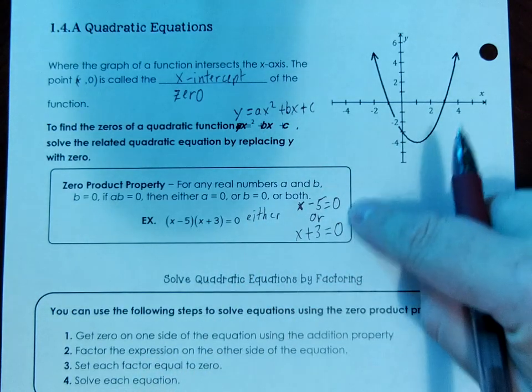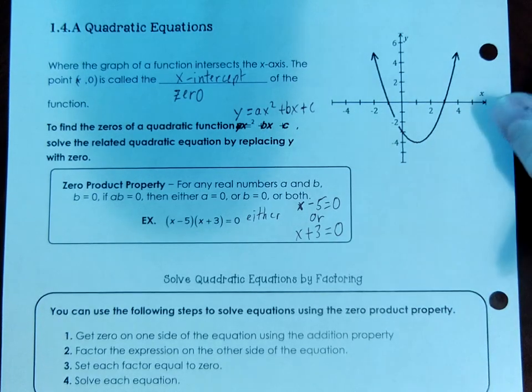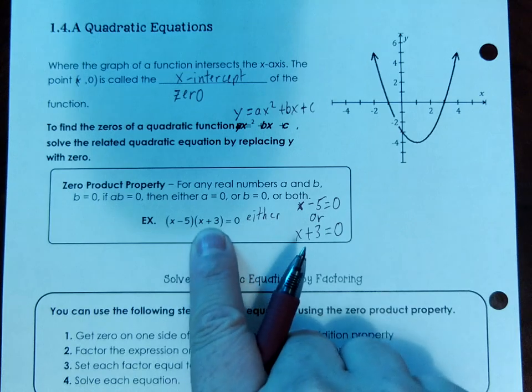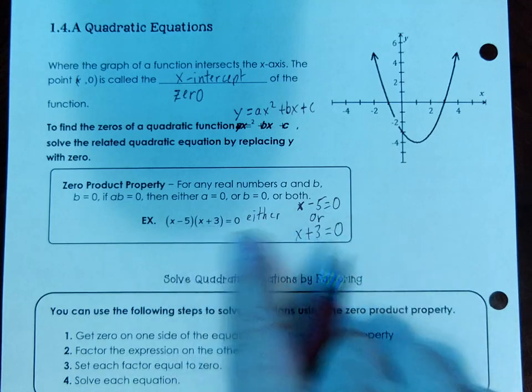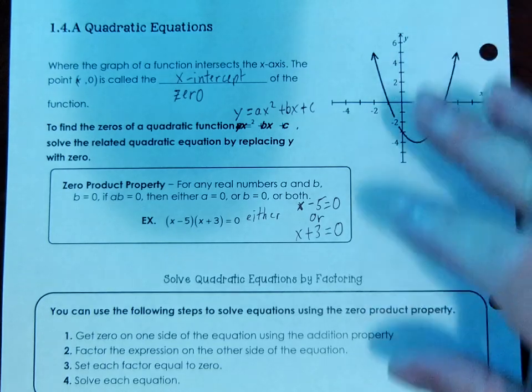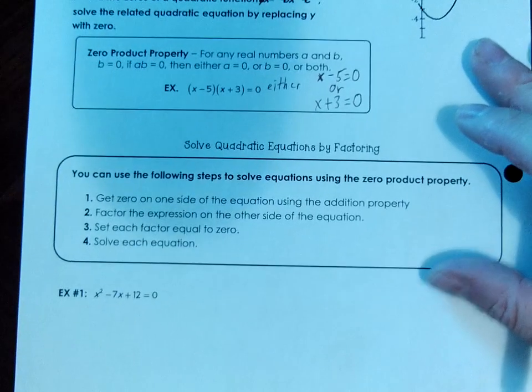So that's what the zero product property says. And this can give us what are called the x-intercepts of the quadratic equation, which we'll get to in a second on the next example. One of these two expressions, x minus 5 or x plus 3, has to be equal to 0 because they multiply to make 0. So looking at our example 1, our steps.